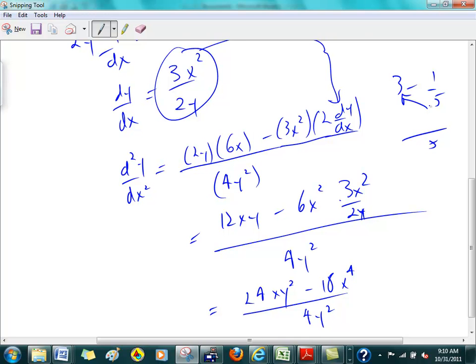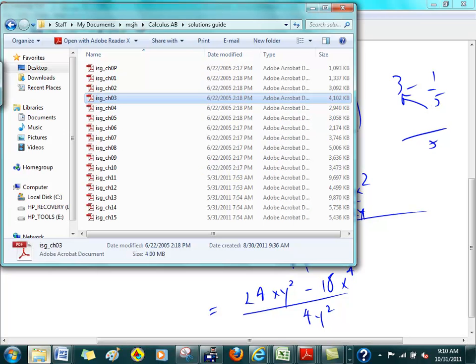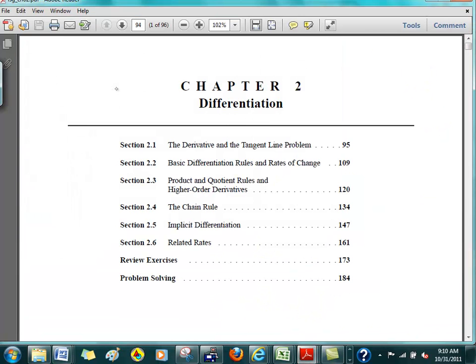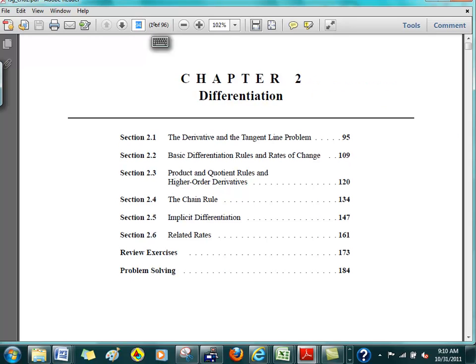So shall we take a look at their answer and see if we can understand what they ended up doing? There is no 10, that's 18. That's 18.